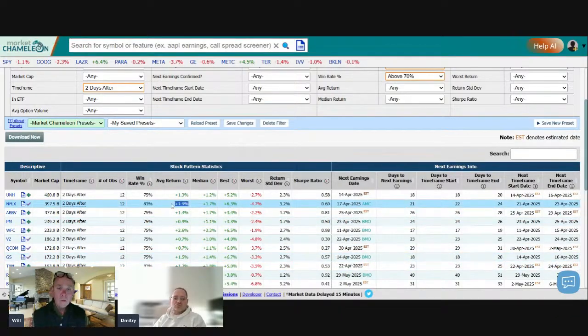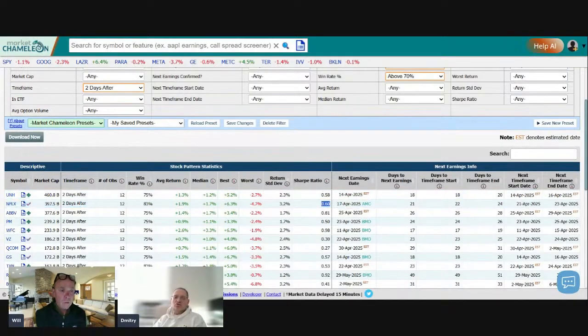So Netflix, very similar, up 1.9%, 2 days post earnings. Median return up 1.7%, best return 6.3, worst return 4.7. So it still has volatility, you see, 2 days after, you got a 6.3% upside move, 4.7% downside move. So you have volatility, standard deviation of 3.2%. So if we take that average return over standard deviation, you had a 0.6 Sharpe ratio. Okay.